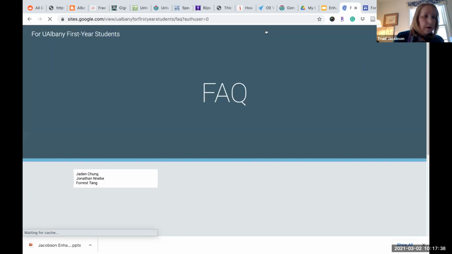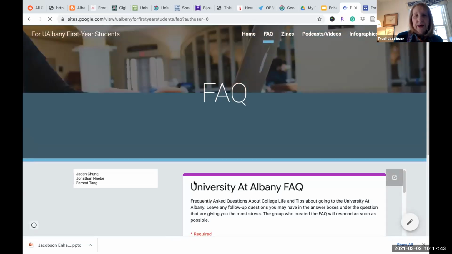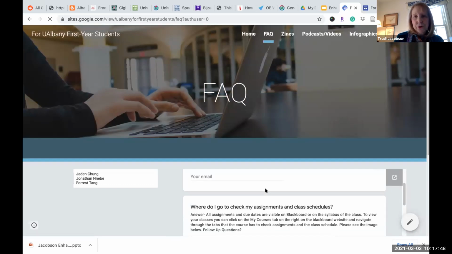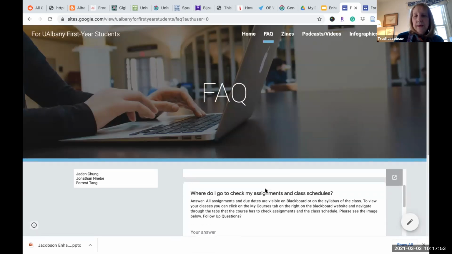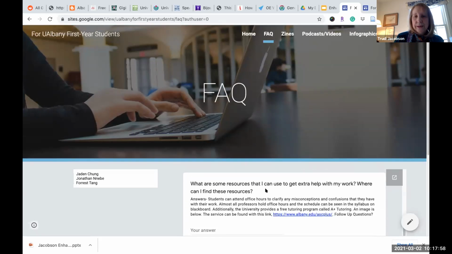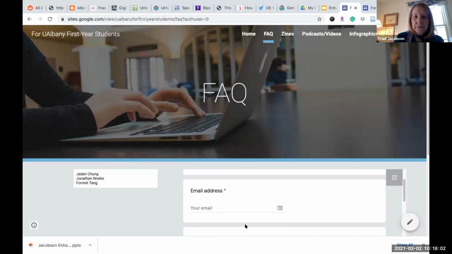And so here, for example, is an FAQ that Jaden, Jonathan, and Forrest put together. And all of these pictures were taken by one of the students in the class, a student who was actually on campus. So they came up with questions that they thought other first year students might have, and wrote answers. And what really impressed me was if somebody had a question about the content, they could send a message, and one of the students is monitoring that to answer their questions.